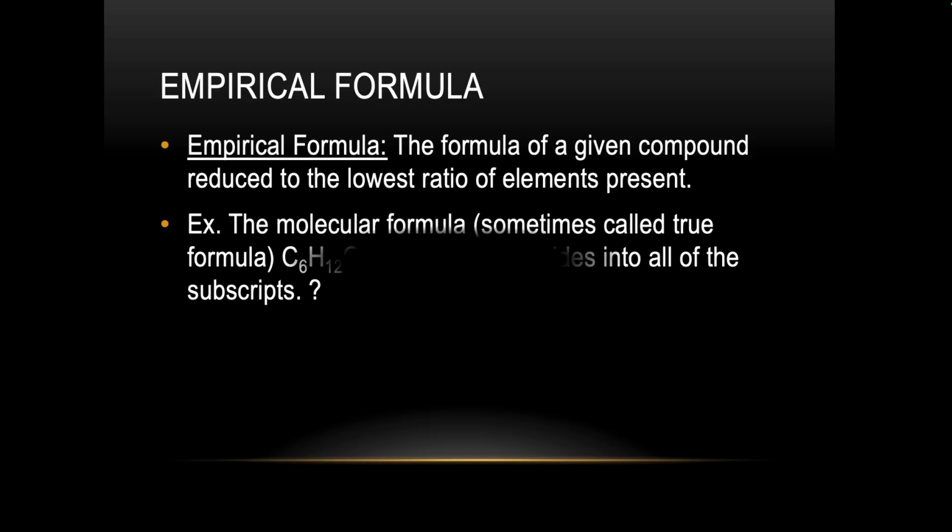All right? This is a pretty common one. The molecular formula, sometimes they refer to it as the true formula, is C6H12O6. What's that one? You guys know that one, don't you? It's glucose, yeah. It's the sugar that's created in photosynthesis. All right? What's the biggest number that can go into all three of those evenly? 6. That's right. Very good.